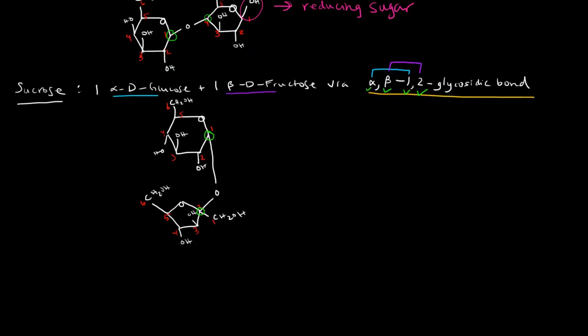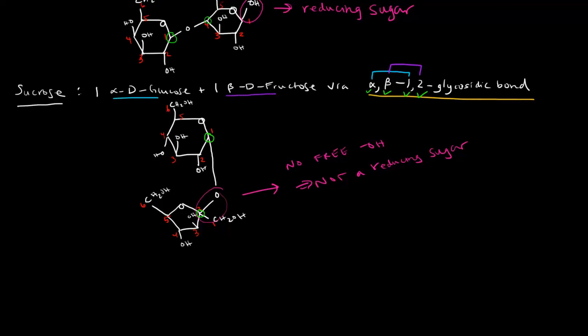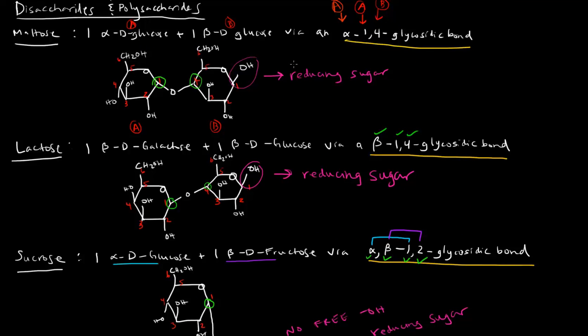However, is sucrose a reducing sugar? Well, its anomeric carbon does not have a free OH group. So it is not a reducing sugar. Okay. Whereas these ones, they both have free OH groups.